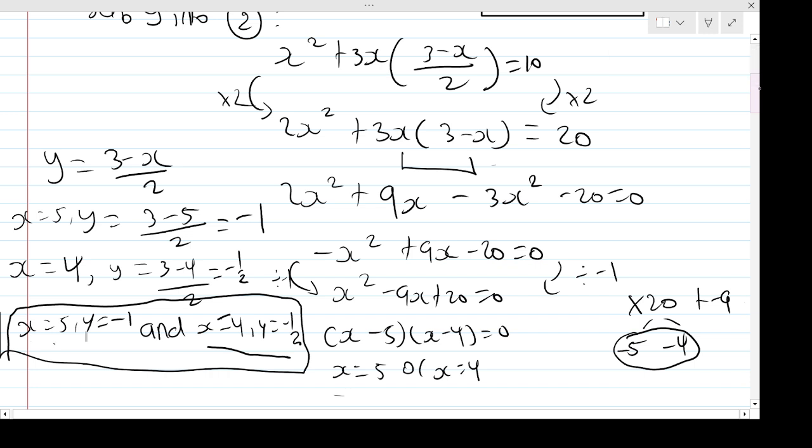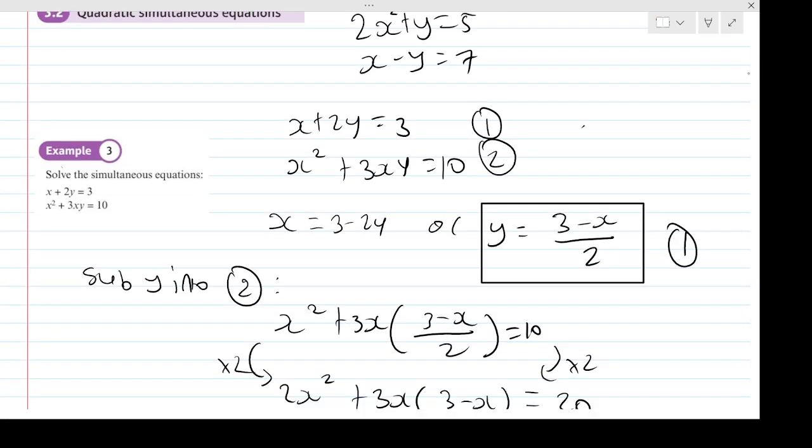Because if we did that, 5 and minus a half x and y, that would not work. So you have to really make sure that you do get the correct pair and write them down correctly. Okay, so that's the general gist.